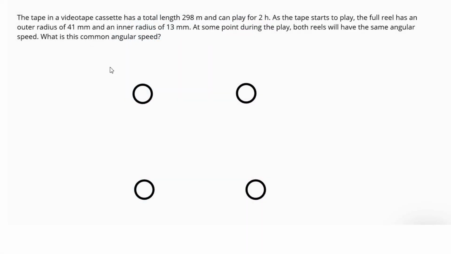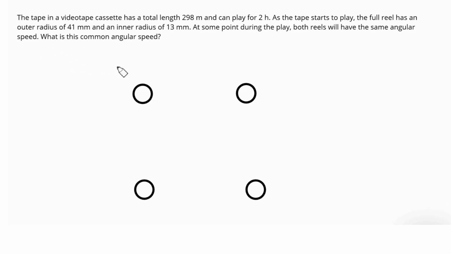So here's a really interesting question with circular motion. It states that a tape in a videotape cassette has a total length of 298 meters and can play for 2 hours. As the tape starts to play, the full reel has an outer radius of 41 millimeters and an inner radius of 13 millimeters. At some point during the play, both reels will have the same angular speed. What is this common angular speed?